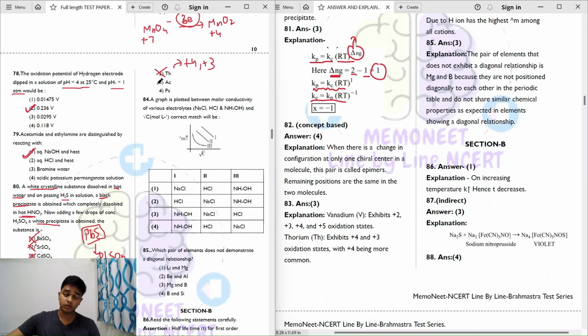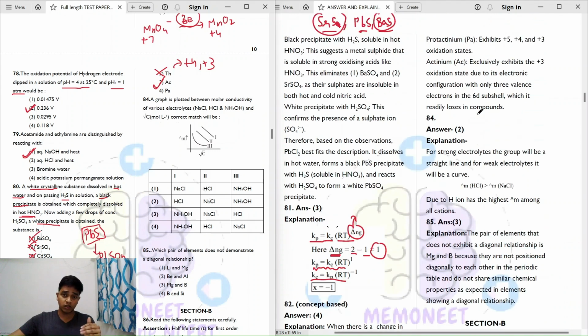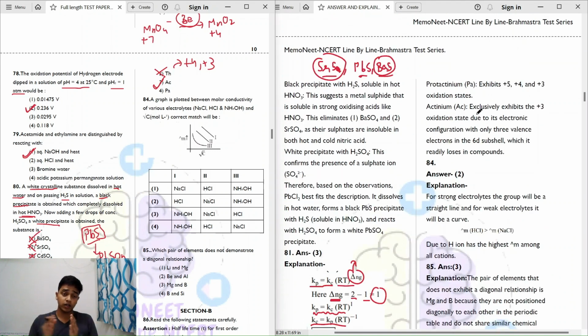Then we have actinium. This will be our correct answer because it shows only one oxidation state, which is +3, because of the inert pair effect, right? Actinium is present very low in the periodic table. And also the f orbital has been filled until then, so it will only exhibit +3 oxidation state because it has 3 electrons in its d subshell.